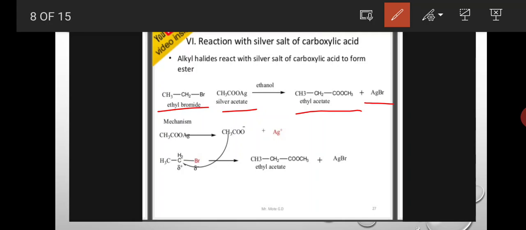Mechanism: first, silver salt of carboxylic acid, silver acetate, is converted to acetate ion, CH3COO minus, plus Ag plus ion. This acetate ion acts as a nucleophile here. So CH3COO minus attacks the alkyl halide carbon and the halogen is eliminated, and the product is the ester, ethyl acetate. The bromine reacts with silver and forms silver bromide. This is the reaction with silver salt of carboxylic acid.